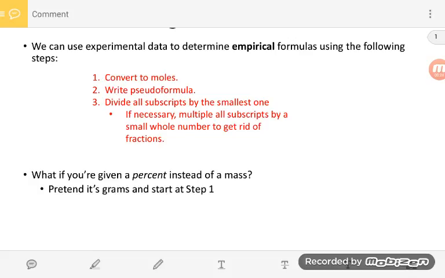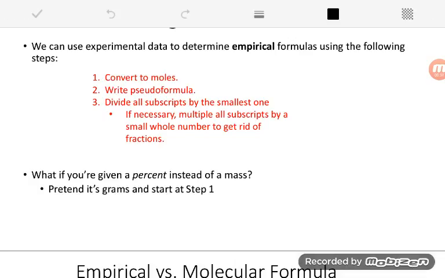possible. If we have some experimental data, such as the mass of a lot of different elements that were found for a particular compound, we can use this to determine empirical and molecular formulas using some simple steps.